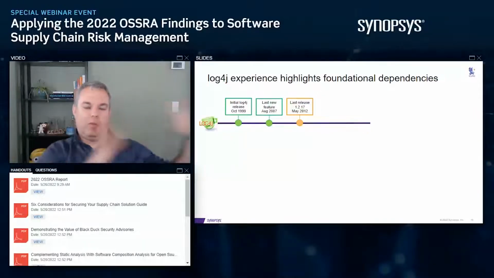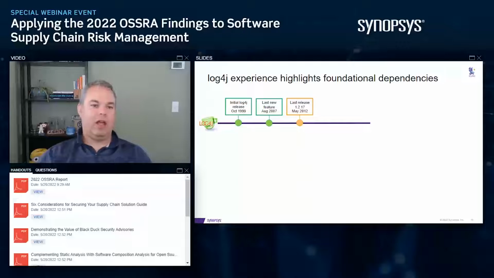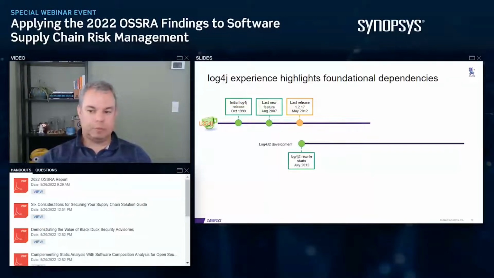So almost everybody has some story around the whole Log4j experience last year. One of the things I decided to do was go and try to peel back the onion just a little bit and see what the timeline was. The first version of Log4j was released all the way back in 1999. The most recent version, 1.2.17, was released in 2012. So it's a pretty ubiquitous component with a long lifespan. And this was Log4j 1.